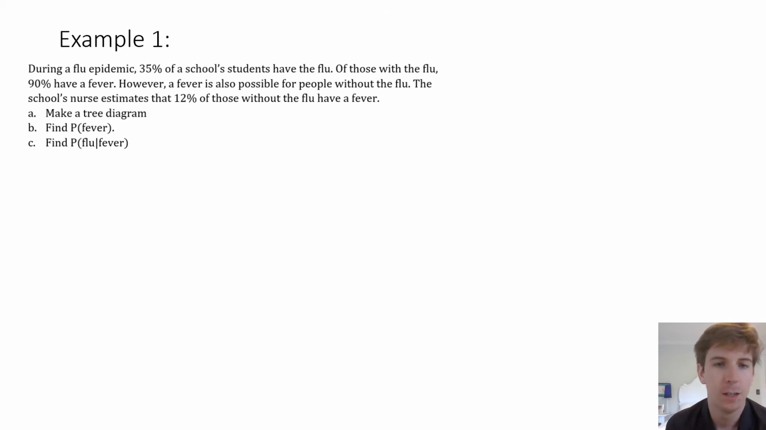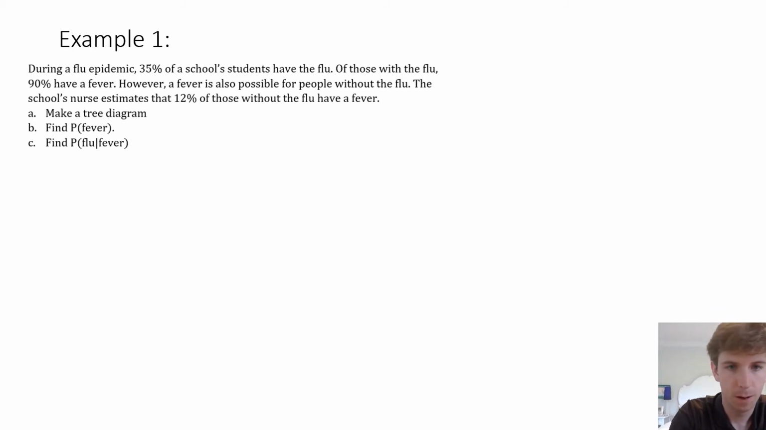All right, during a flu epidemic, kind of hitting a little too close to home here. 35% of the school students have the flu. Of those with the flu, 90% have a fever. Fever is also possible for people without the flu. School's nurse estimates that 12% of those without the flu have a fever. All right, I'm going to start us out here by just making a tree diagram to describe the situation before I try and calculate really any probabilities.